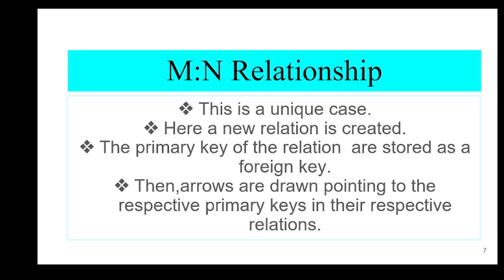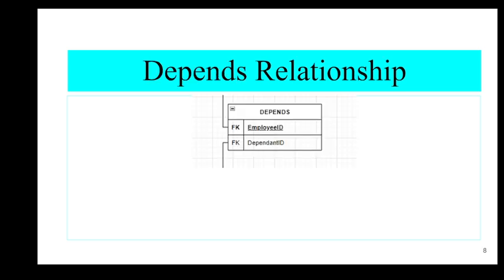In a many-to-many relationship, or what we call an M-to-N relationship, this is a unique case where a new relation is created. The primary keys of the relations are stored as foreign keys. Then arrows are drawn pointing to the respective primary keys in their respective relations. In our case, we had a many-to-many relation between the employee relation and the dependent relation. So we have a new table, which I named depends. This depends table will have the primary key from the employee relation, which is the employee ID, and the dependent ID from the dependent table. So these two primary keys now become foreign keys, referencing the respective related tables.